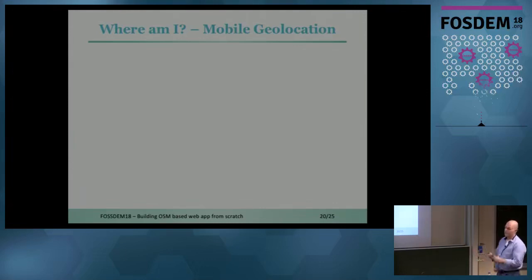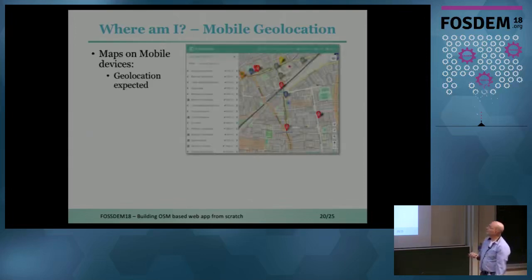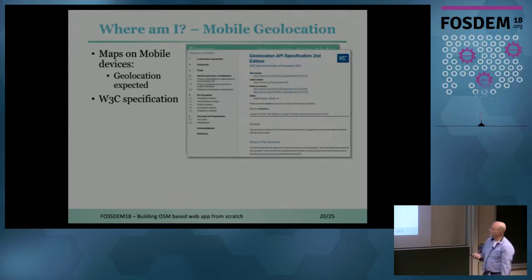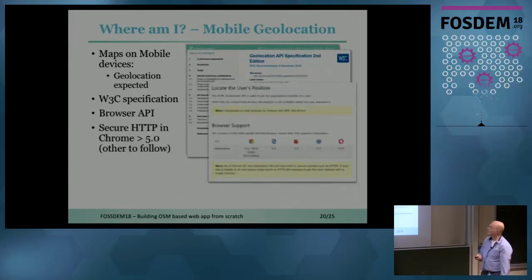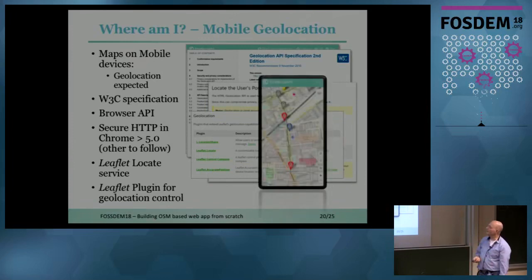Geolocation, I mentioned already. If you have a mobile web app, everyone expects that the web app can geolocate your position, and you should care about that. There's a well-known, defined API, a browser API. Just a hint, recently it's becoming available only over secure HTTPS. That means maybe you have to switch your site to HTTPS in order to use it. And in Leaflet, you have a location service, that's no problem, and you have a plugin for a geolocation control, which does the work for you.